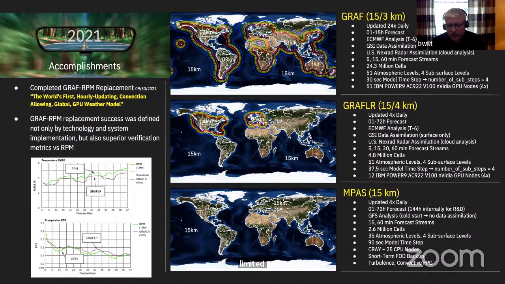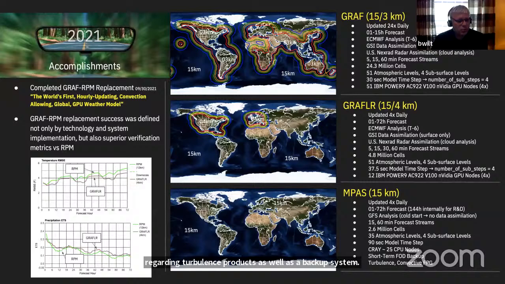And then finally, MPAS 15 kilometers, the uniform 15-kilometer mesh, and it's updated 4 times a day as well. This one uses a GFS cold start analysis. And this is primarily for aviation customers regarding turbulence products, as well as a backup system if we have failures on Graph or Graph LR.